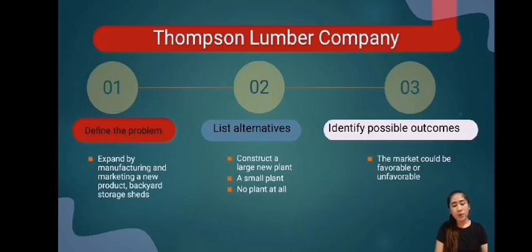So, number 2, he generates the alternatives available to him. In decision theory, alternatives are those actions or strategies that a decision maker can use. So, Thompson decides that his alternatives are to construct a large new plant, a small plant, and no plant at all. So, those are the 3 alternatives available.